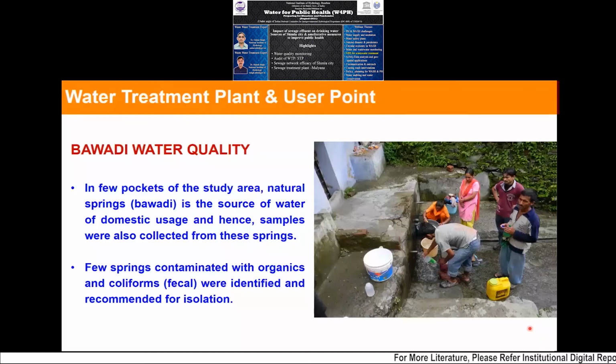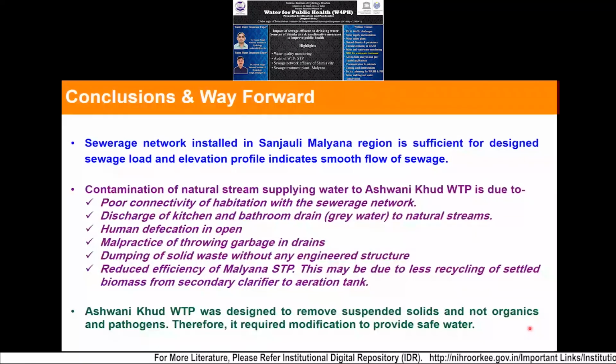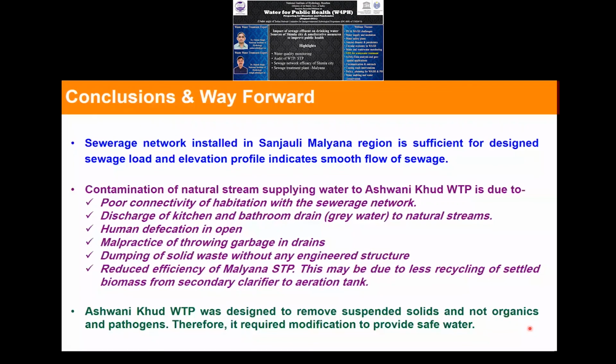So coming to the conclusions and a way forward, we found that the sewerage network installed in Sanjoli Malyana region is sufficient for the designed sewage load, and the elevation profile indicates smooth flow of sewage. Then the contamination of the Aswini Khad natural stream, which was supplying water to Aswini Khad, was because of the poor connectivity of habitation with the sewerage network, and discharge of kitchen and bathroom drains to natural streams. People were defecating in the open, and garbage was thrown in the drains. So that should not be there. And dumping of solid waste without an engineered structure reduces the efficiency of Malyana STP. If we are able to avoid these issues, then the water going into the natural stream will be automatically clean, and the system will perform efficiently.